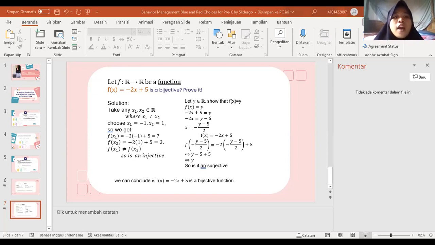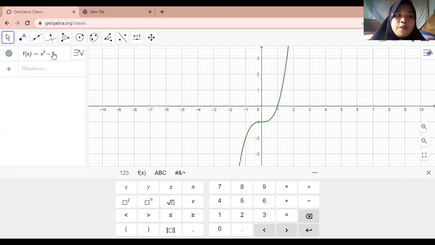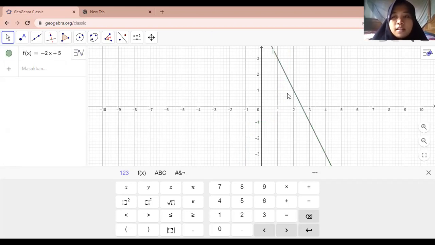So we have another problem. Let f from R to R be a function, f(x) equals negative 2x plus 5. Is it bijective or not? Prove it. Again, using GeoGebra, we will see the graph for negative 2x plus 5. So we get the graph like this. This is a bijective function.